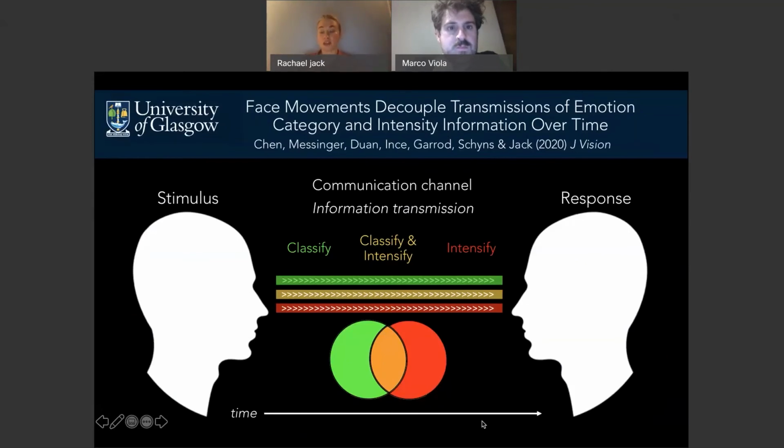Now, some of the action units may also transmit both kinds of information, which is represented in this Venn diagram here. So we identified action units that transmit either the emotion category, the intensity, or both bits of information. And what we found is that these action unit types were also temporally segmented. So we looked at the distribution of these action units over time, and we found that they were systematically temporally distinct. So I'm going to show you a couple of examples of this.